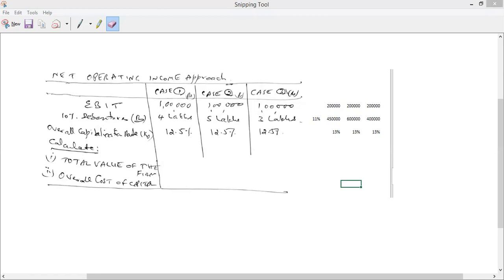Let me just check. I might have made a mistake. I think my calculation also might be wrong. I'll just check. But the method is correct, right? What I told? Yes, that is absolutely correct. So EBIT minus interest. Interest comes to, okay. I think I have done a mistake.